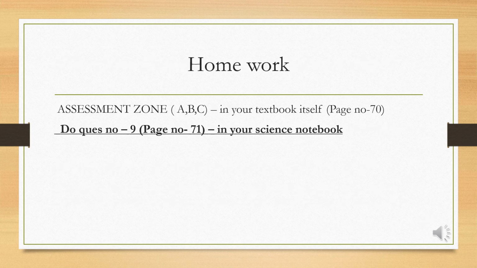Now children, homework for you all is from your science textbook, page number 70. Can you see assessment zone? In that, question number A, B and C. Do it in your textbook itself. Don't write in your science notebook. A, B, C of assessment zone, page 70. Do it in your textbook itself.